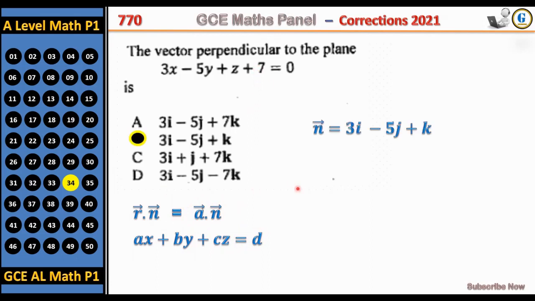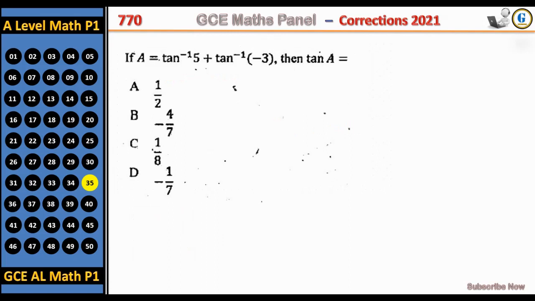Alright, so that is what we have. So the normal to this plane is this. From this equation you have 3i minus 5j plus k. You can see it directly. Alright, the last question for this first part before we move to the remaining 15 questions on statistics.